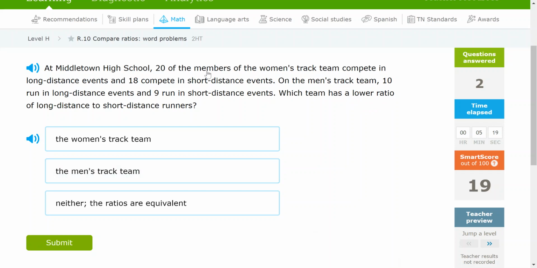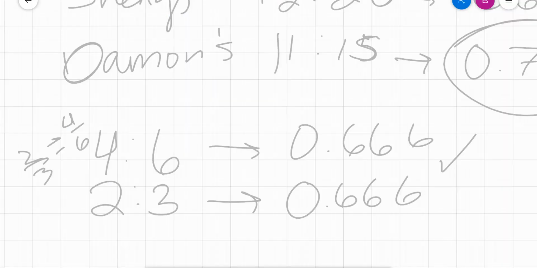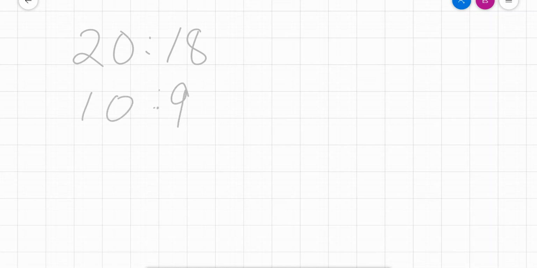So 20 of the members of the women's track team, 18, so 20 to 18 and 10 to 9. I should say, when I say they're trying to trip you up, they want to make sure you're paying attention, and that's really a good thing, because when you get to the high set, you're really going to have to read carefully, and so it's a good practice to get into. It's not just being malicious. They're not just mean. They're really trying to prepare you.